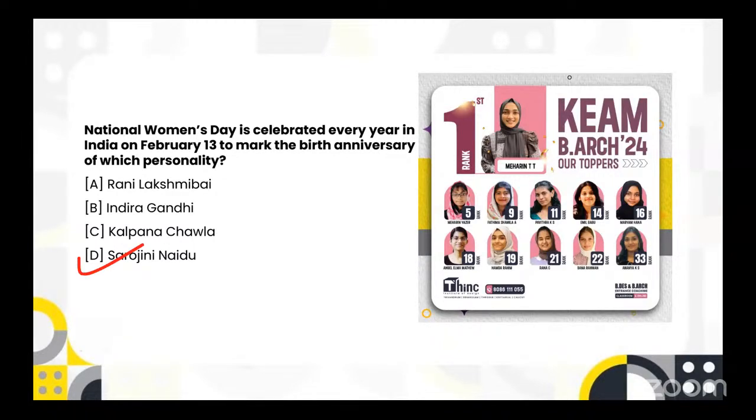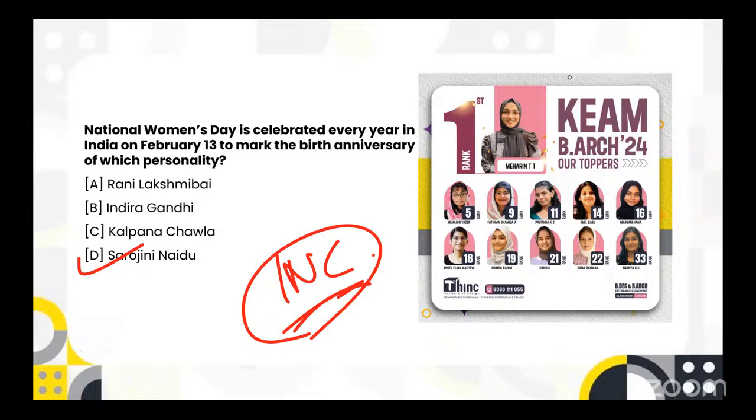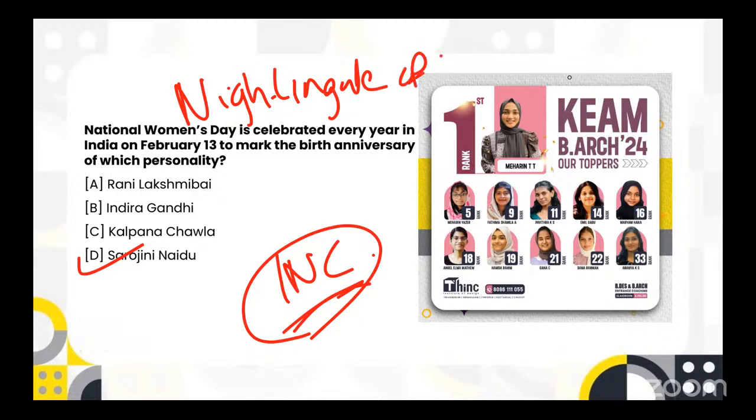Sarojini Naidu was a freedom fighter and a poet, and she was the first Indian woman president of the Indian National Congress. Later she became a governor of an Indian state, and she is also known as the Nightingale of India. So her birth anniversary is celebrated as National Women's Day on Feb 13th. Next one.